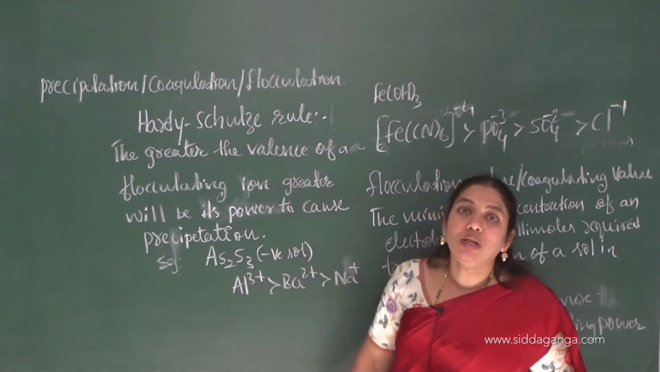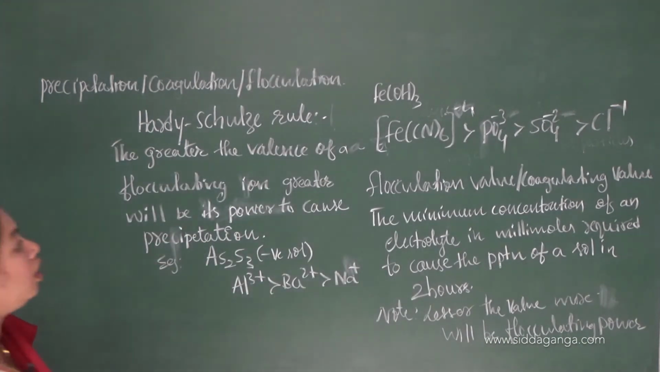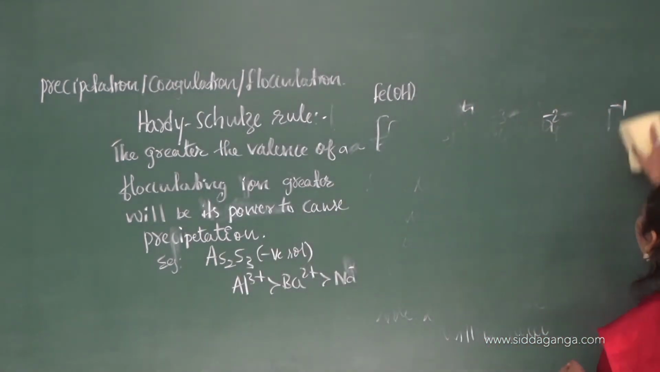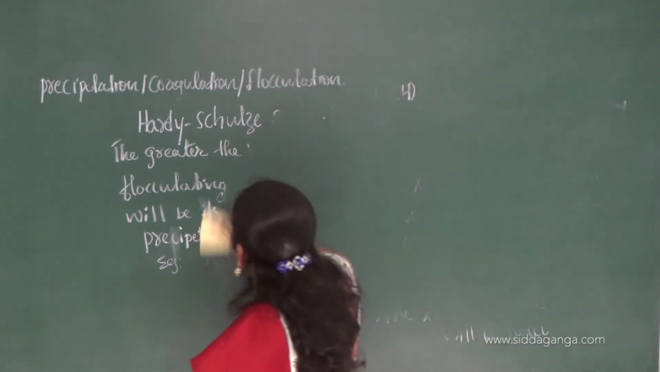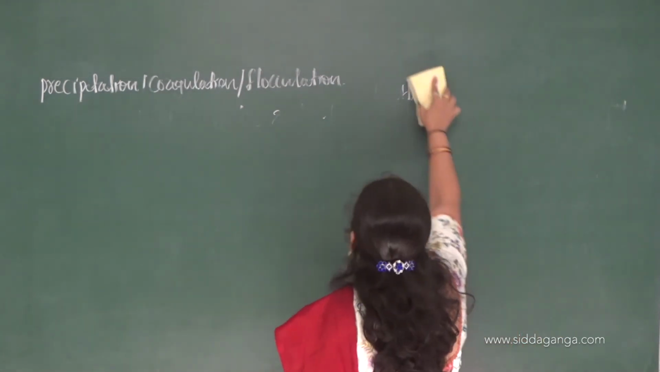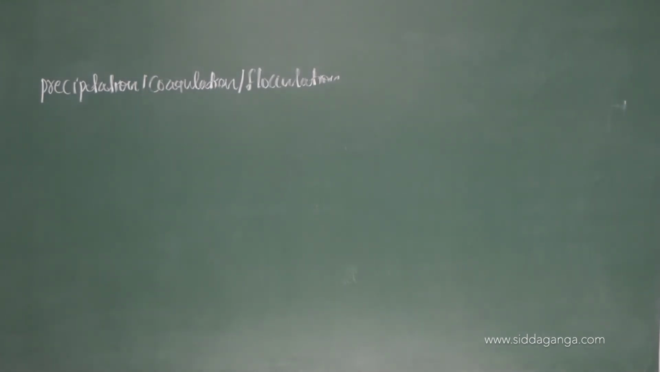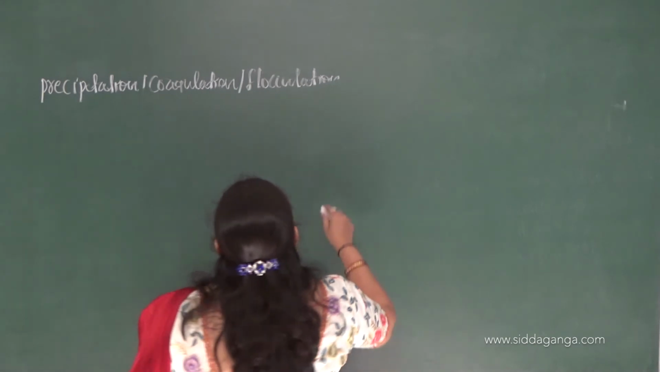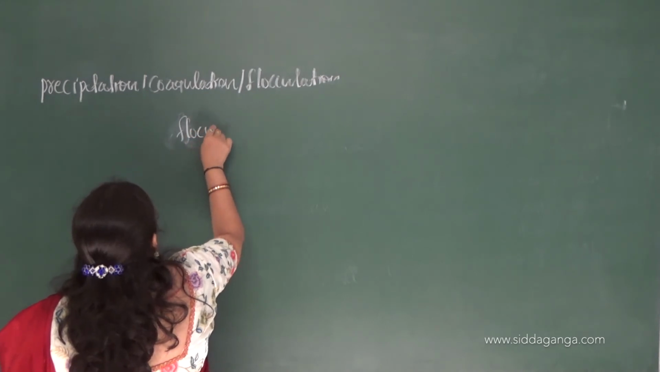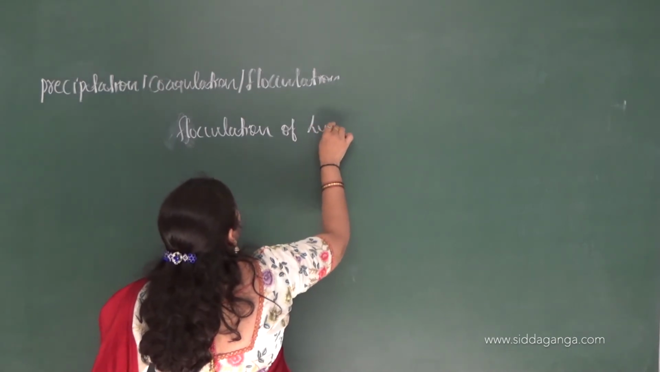And this is which rule? This is called the Hardy-Schulze rule. So this is all about the properties of colloids. The last concept in case of colloids is the protection of lyophobic colloids, or the protection of colloids. For that you should know the stability, or flocculation, of lyophilic sols.